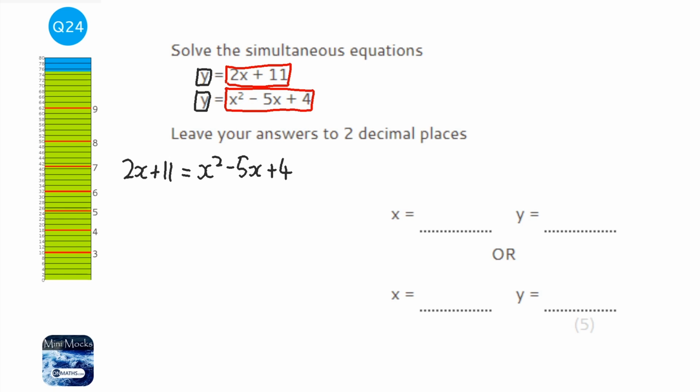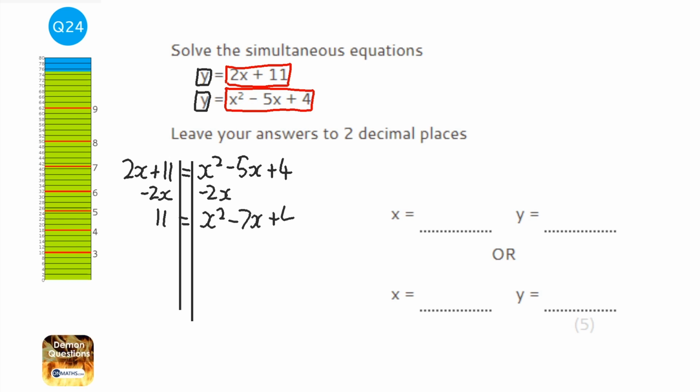And then we would need to move that around so that we have it equal to 0. So we're going to take away 2x both sides. So we've got 11 equals x squared minus 7x plus 4. And we're going to take away 11 both sides. So we've got equal to 0, which we need quadratics to be equal to. So was it 4 take away 11, which is going to be 7, so minus 7.